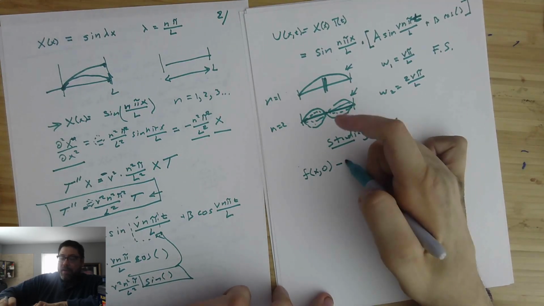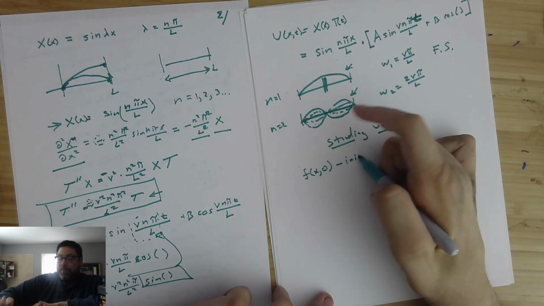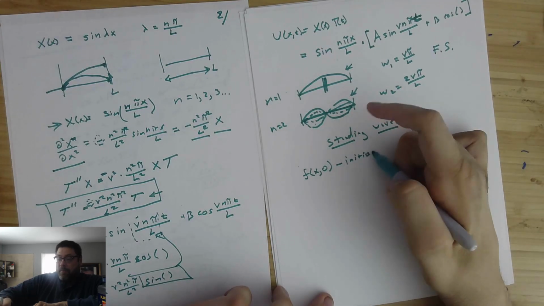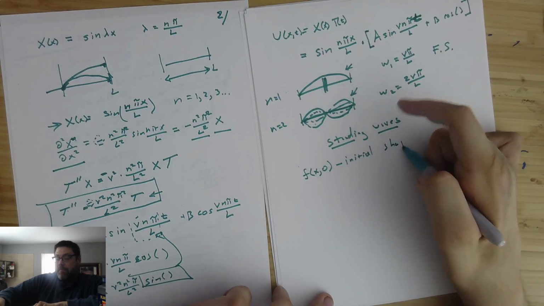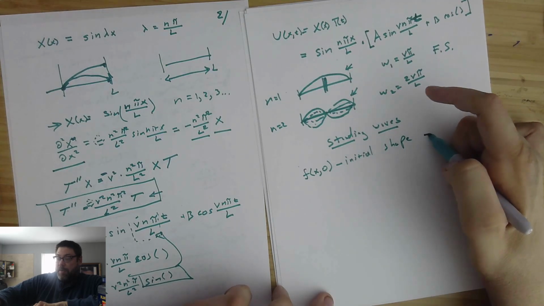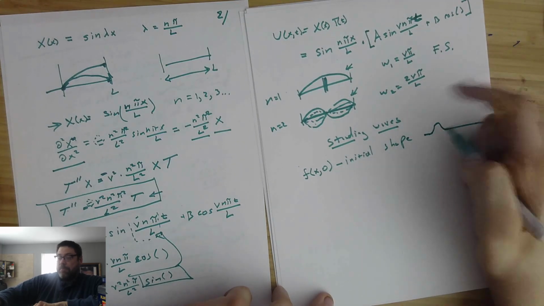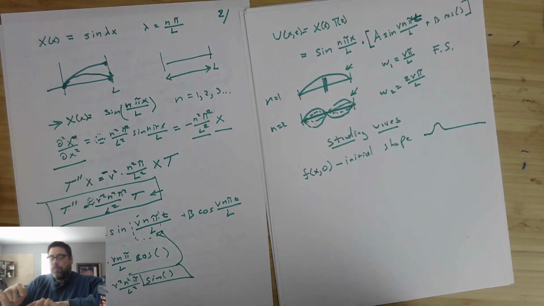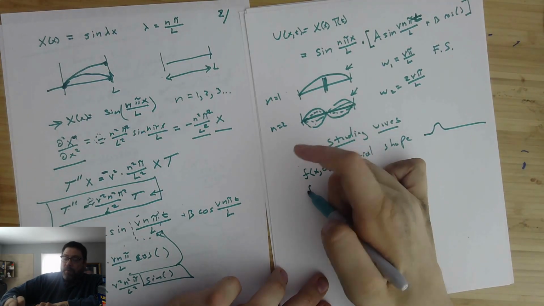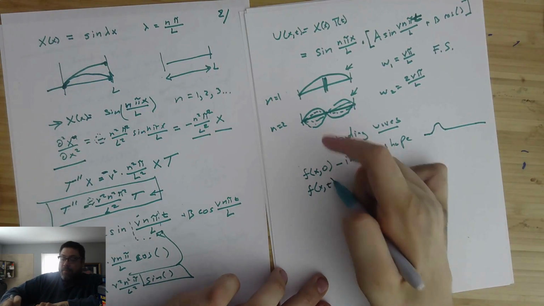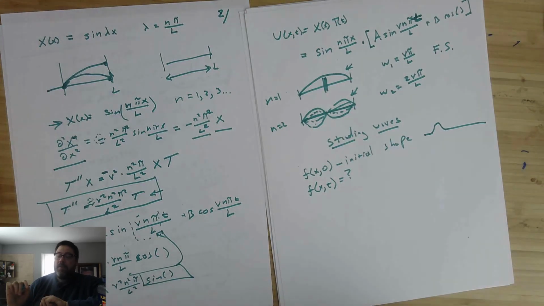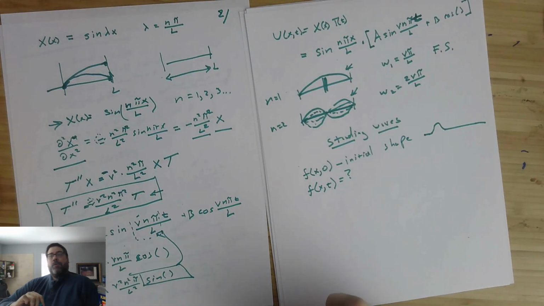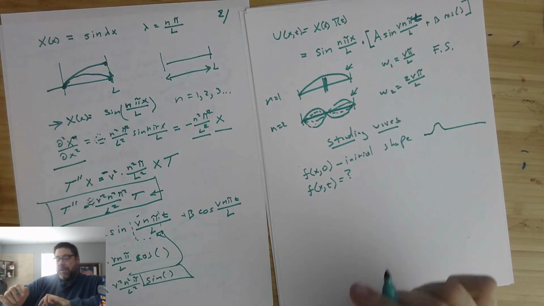So this is my initial function, or I'll call it the initial shape. Remember, this is our something that looks like this. And what I really want is f of x and t. So how am I going to get this? This is where we need to start to do this projection.